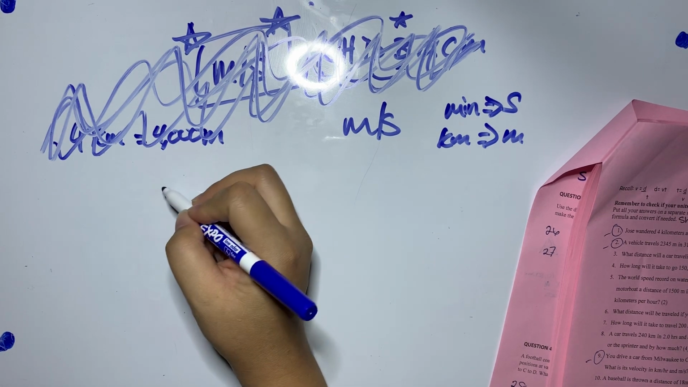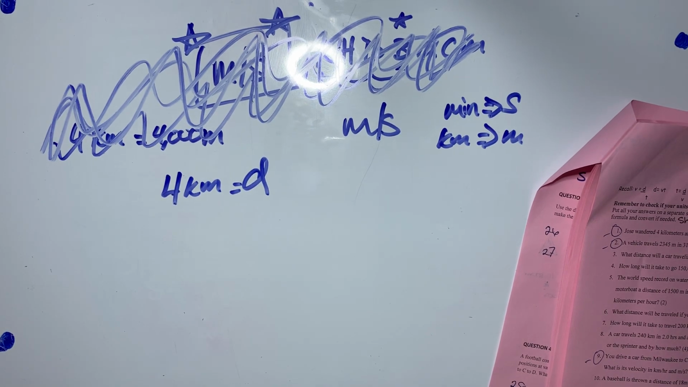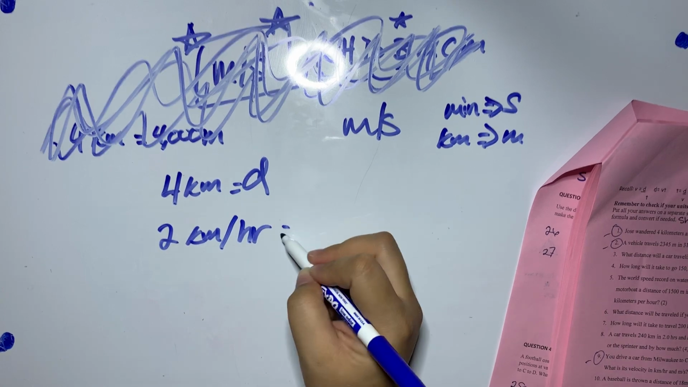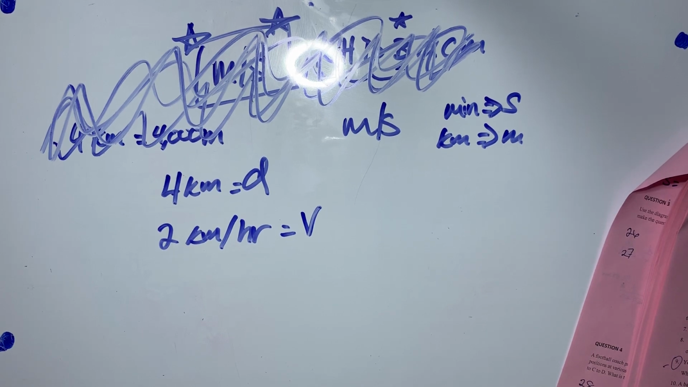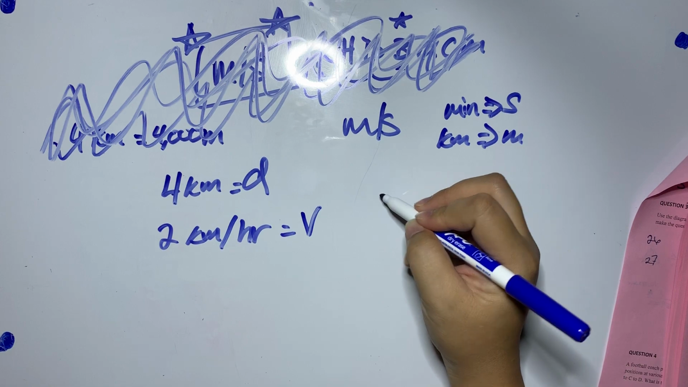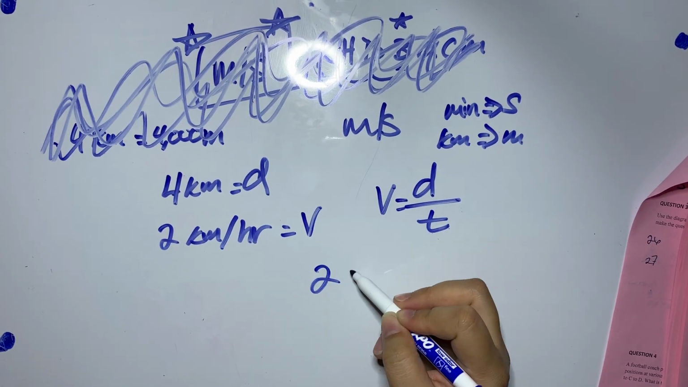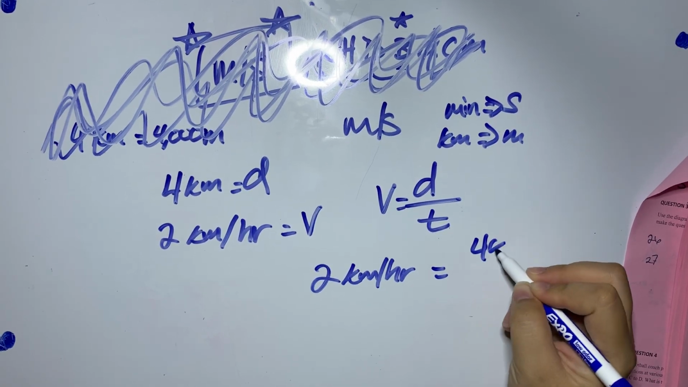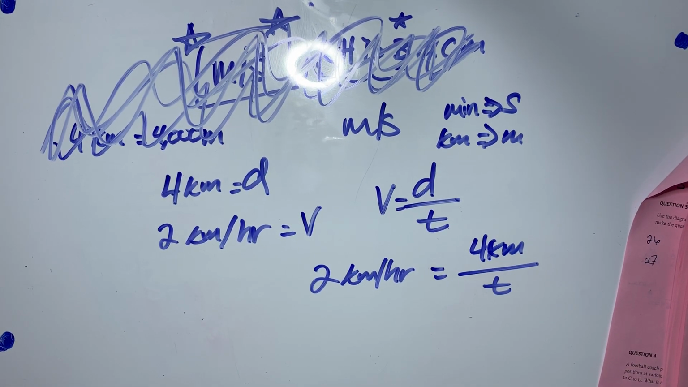let's do number 1. Okay, 4 kilometers, that's my D, and then they give me 2 kilometers per hour. Okay, that's gonna be, guess what, my V, because they didn't give me any time at all. So, equation, velocity is equal to D divided by T. They give me 2 kilometers per hour is equal to 4 kilometers over T. Looking for my T. Okay?